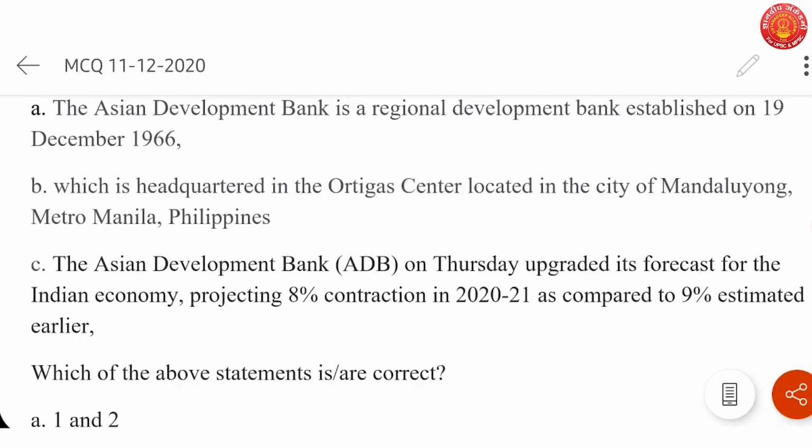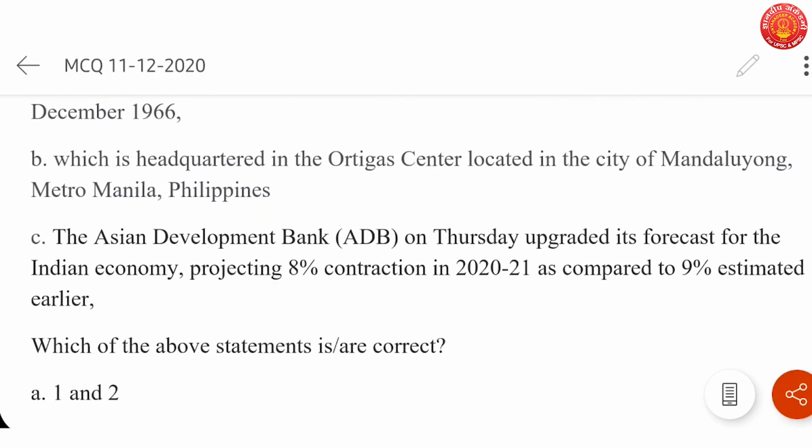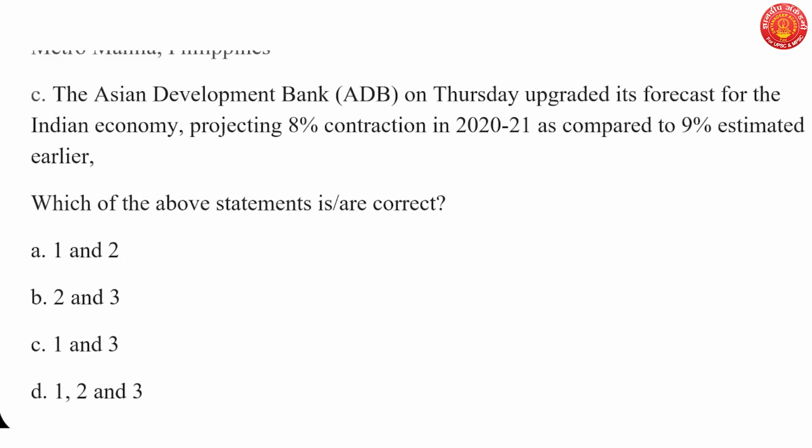It envisions a prosperous, inclusive, resilient, sustainable Asia and Pacific while sustaining its efforts to eradicate poverty in the region. The Asian Development Bank assists members by providing them loans, technical assistance, grants and equity investments to promote social and economic development. And it is also true that the Asian Development Bank has upgraded its forecast, where earlier it had predicted that there would be 9% contraction, but now it has upgraded by saying there will be only 8% contraction, which is news in a positive light for India. And therefore all the three statements are correct.